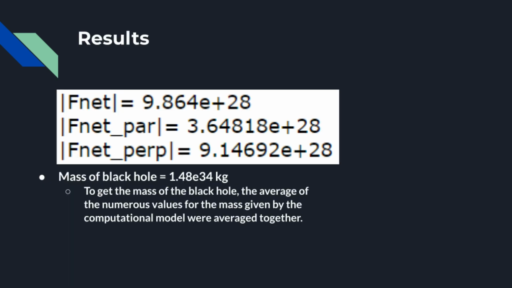F net was equal to 9.864 times 10 to the power of 48. The parallel force was equal to 3.6 times 10 to the power of 28, and the perpendicular force was equal to 9.1 times 10 to the power of 28. The mass of the black hole is calculated to be 1.48 times 10 to the power of 34, and to get the mass of the black hole, numerous values for the mass were averaged together.